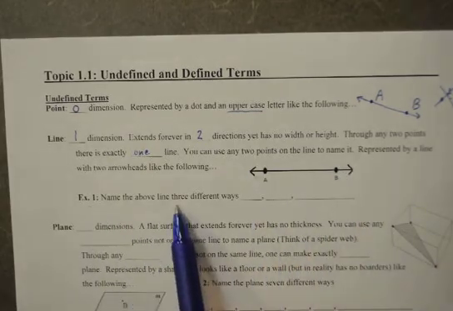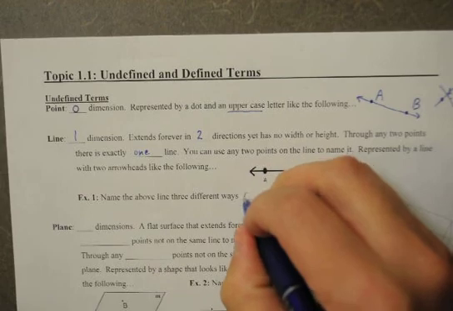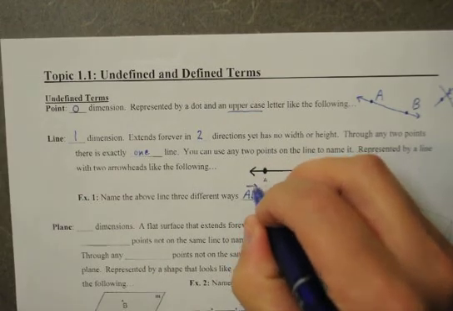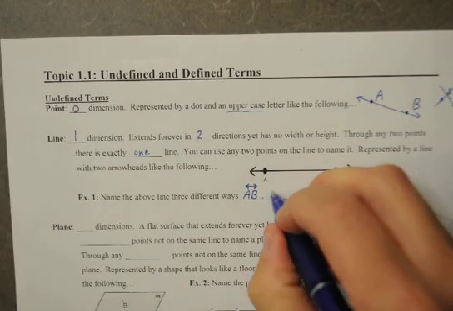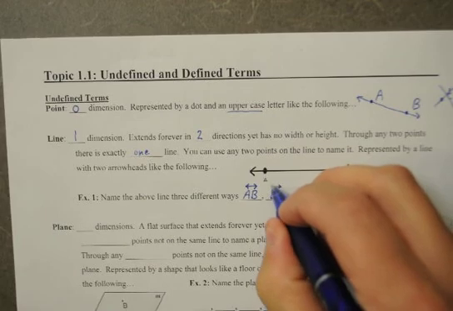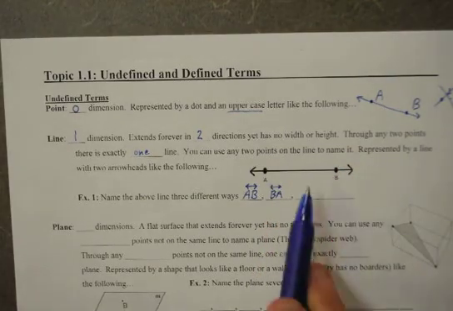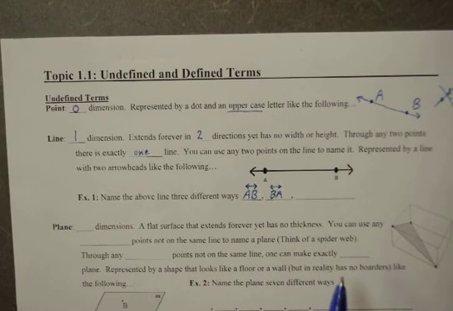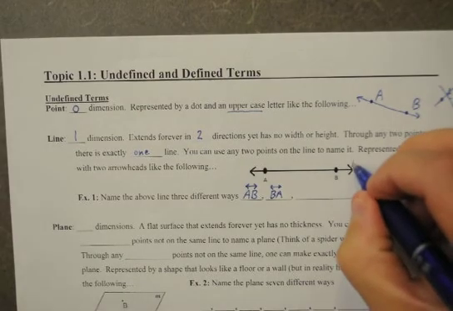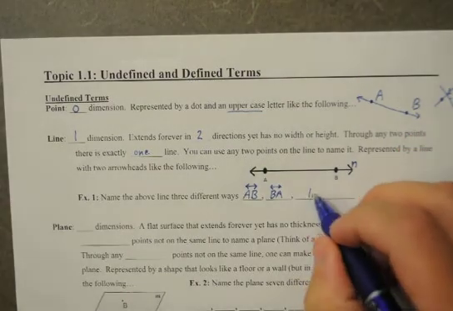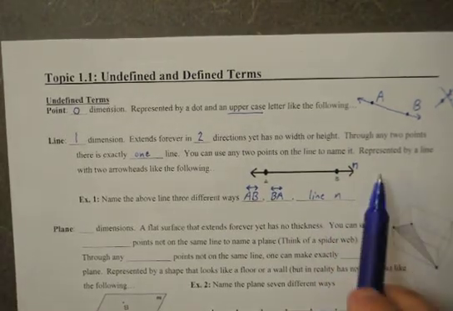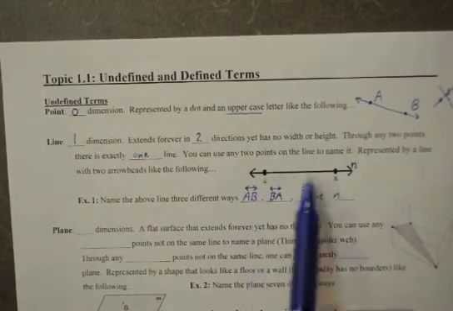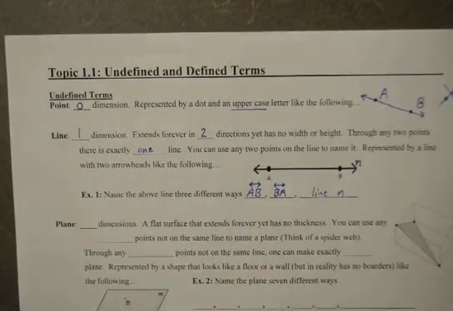So example 1, name the above line 3 different ways. We could call it, that's the way you write that, that's line AB. The order doesn't matter because it's the same line. Line BA is also the same. It doesn't matter which way you wrote that. Or uppercase and lowercase letters matter. If there's a little lowercase n next to it, you could call it line n. All right, so there's lots of ways to name things. So look for the lowercase letter, or just find 2 points and you can call it the line.